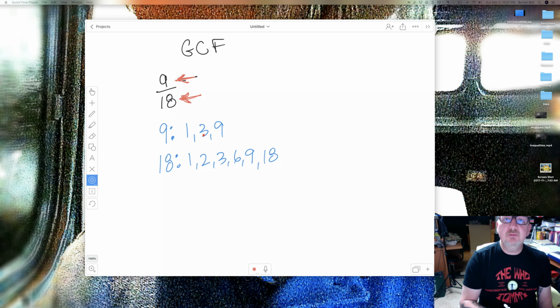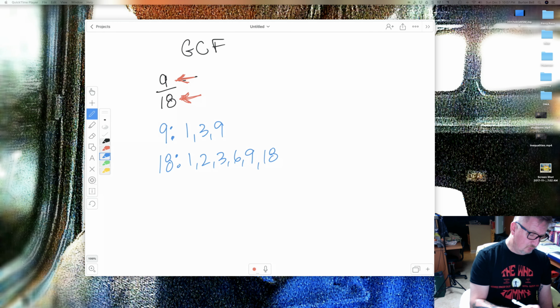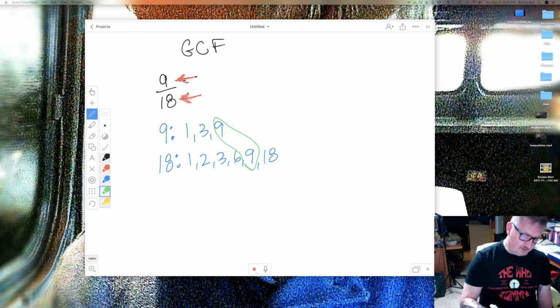I want to look to see which one is the greatest common factor between them. So they share 1. That's a common factor. They share 3, which is a common factor. And they share 9, which is also a common factor. But I'm looking for the biggest one. Which one's the greatest common factor? Well, guess what? The greatest common factor is 9.